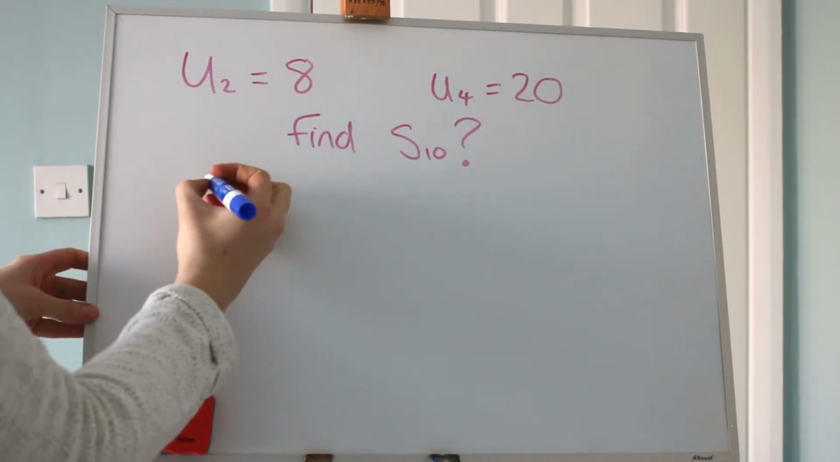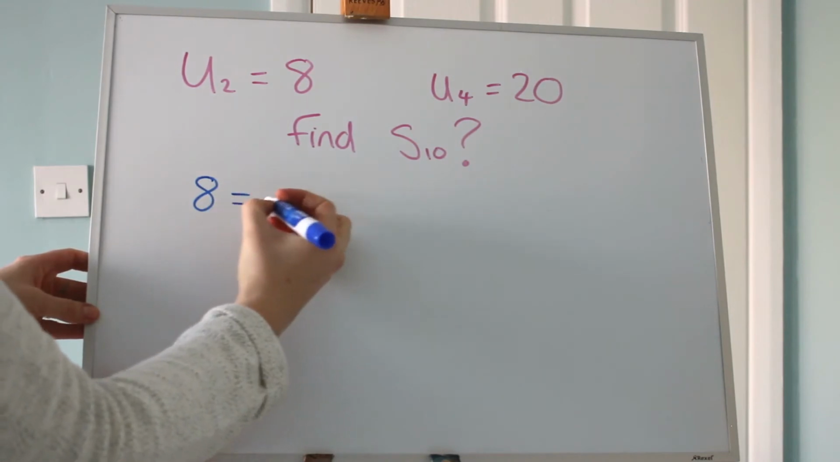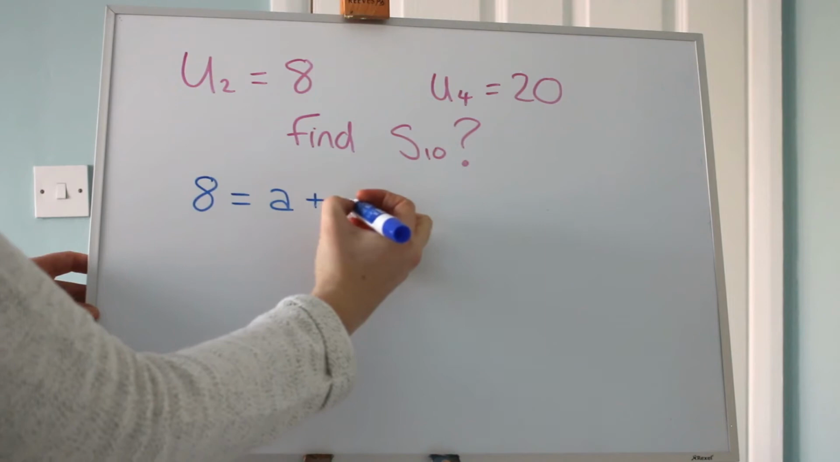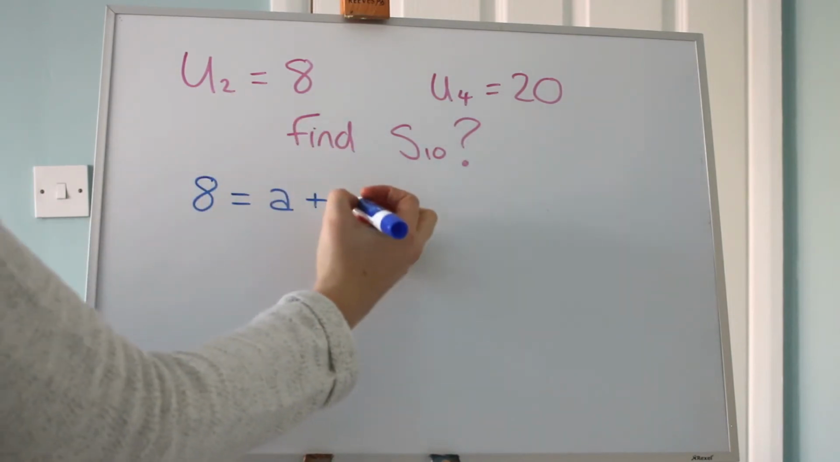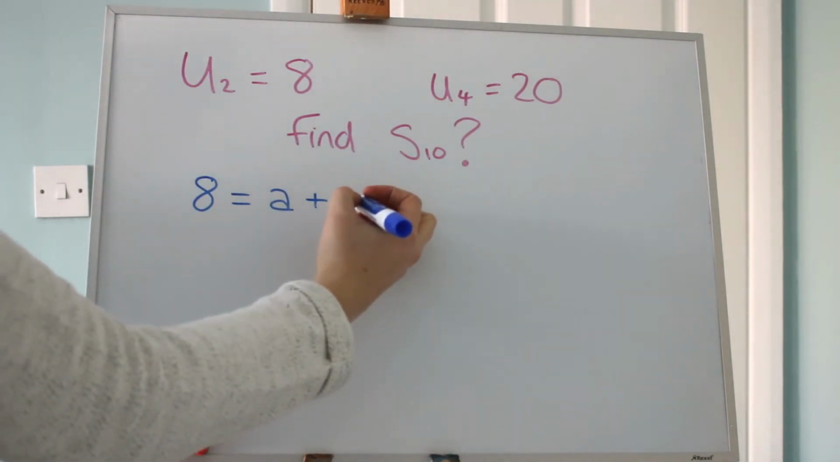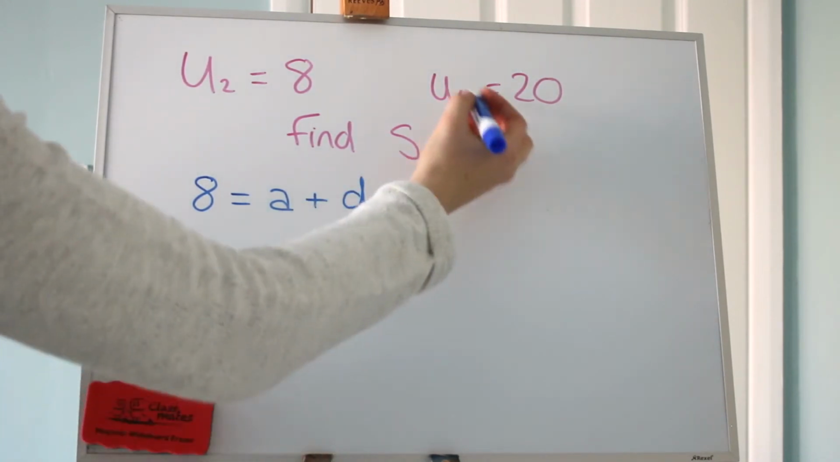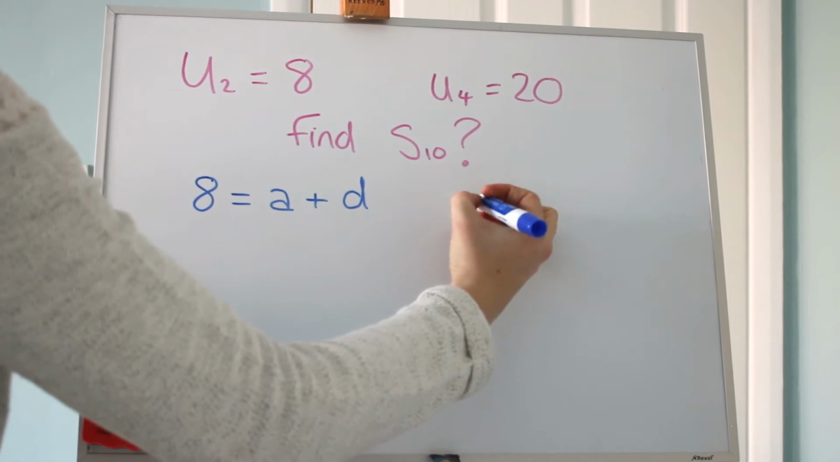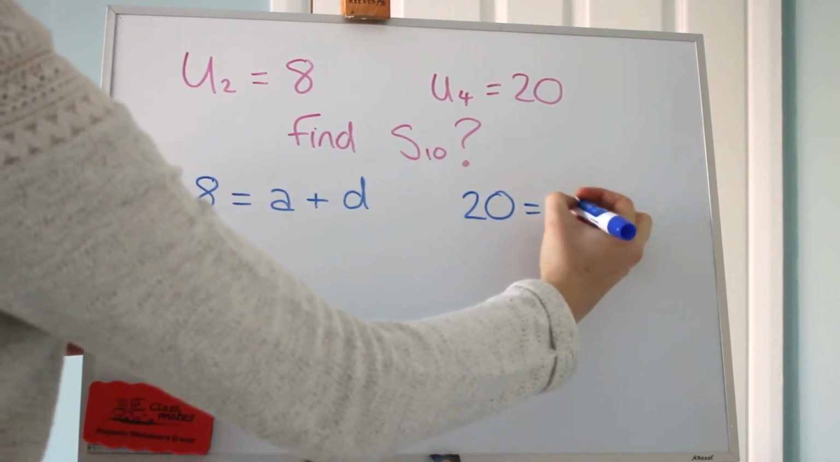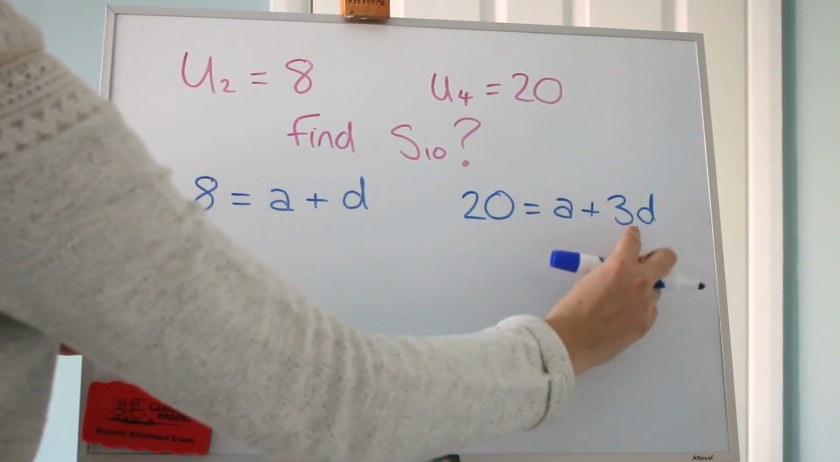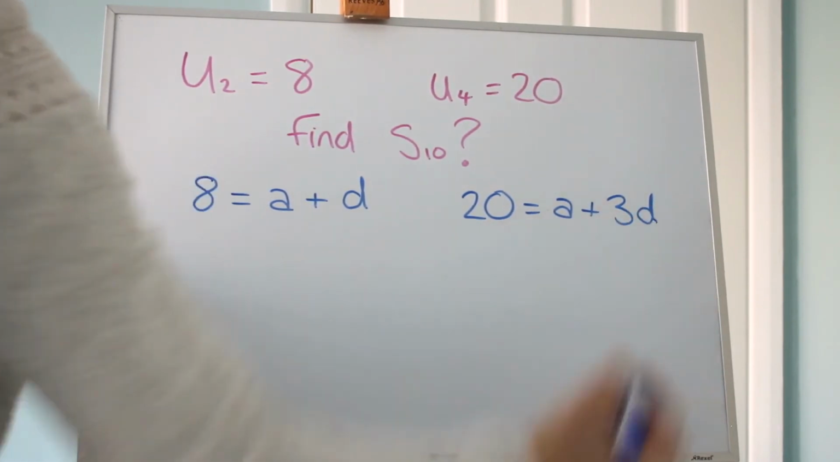So 8 is our second term. Using the general expression, we've got a plus (n minus 1)d. n here is 2, so n minus 1 is 2 minus 1, which is just 1, so that will just be 1 lot of d. Have a go at doing the same for the fourth term. We've got 20 is a plus, and this time it will be 3d, as n minus 1 there is 3.